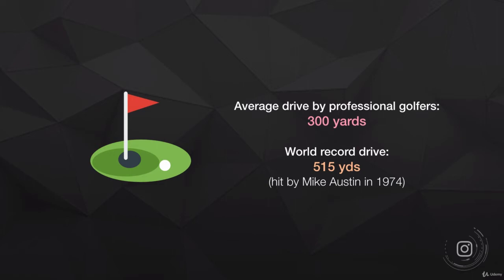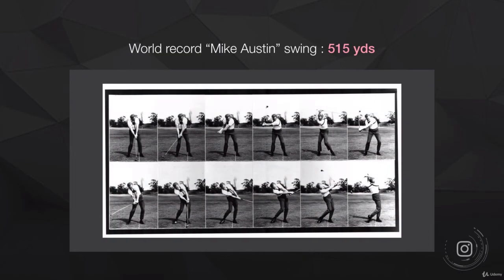When you look at a lot of professionals and a lot of big people in the golfing world driving golf balls 300 yards, and you look at an anomaly such as Mike Austin in 1974, who hit 515 yards, you've got to be asking, what is he doing differently? How does he outperform his competition so vastly when hitting a golf ball? And this is the world record Mike Austin swing. You can see frame by frame exactly what he did in his swing to hit it so far.